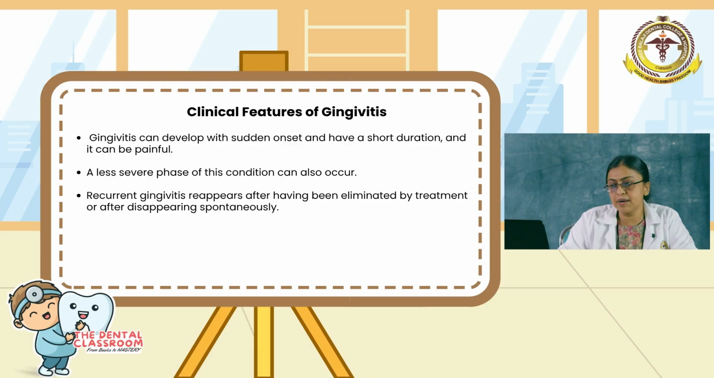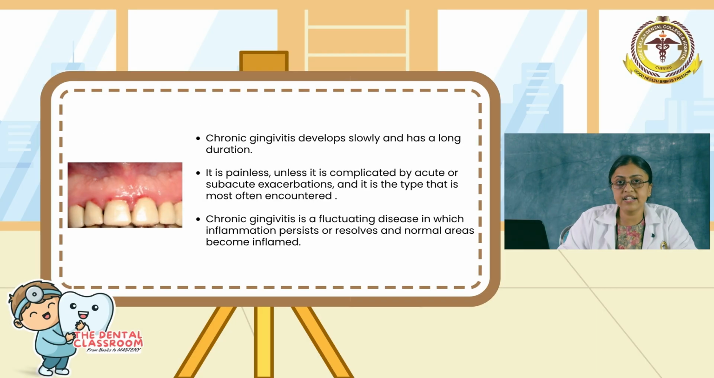Recurrent gingivitis reappears after having been eliminated by treatment or after disappearing spontaneously. Chronic gingivitis develops slowly and has a longer duration. It is painless unless it is complicated by acute or subacute exacerbation, and it is the type most often encountered. Chronic gingivitis is a fluctuating disease in which inflammation persists or resolves, and normal areas become inflamed.